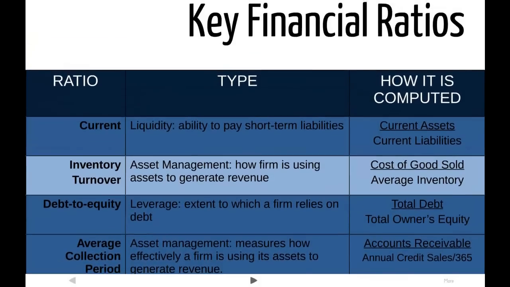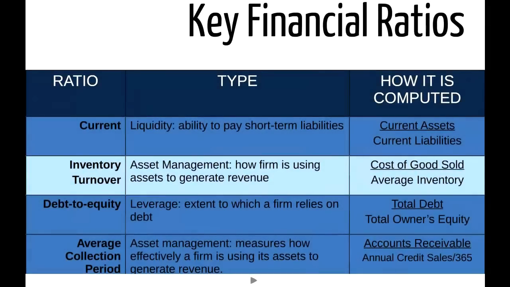So let's go over a few of them. First off, we have a current ratio. Current ratio is a type of liquidity ratio, so we're dealing with the company's ability to repay its short-term liabilities. And the way that you utilize a current ratio is you take your current assets and you divide them by your current liabilities.